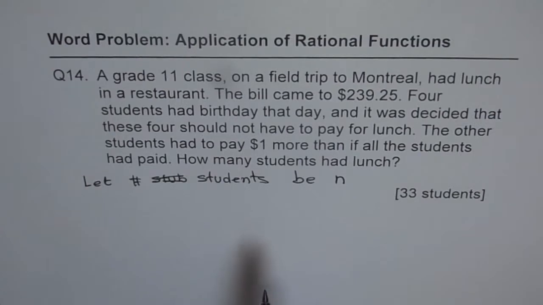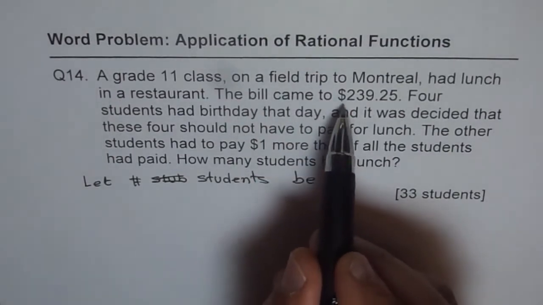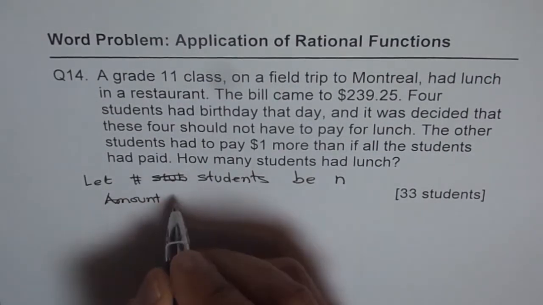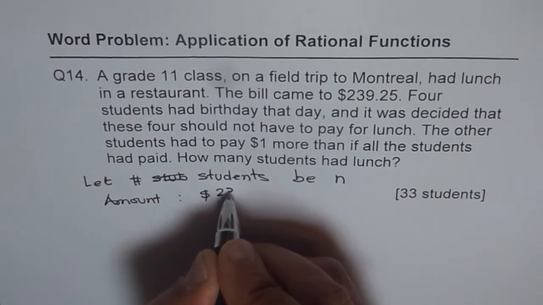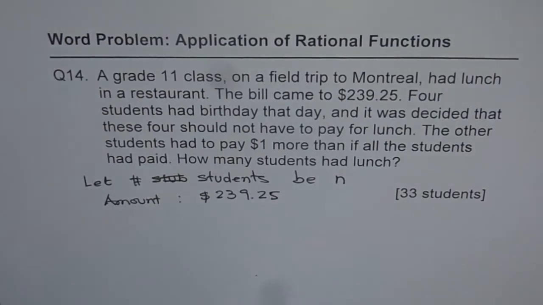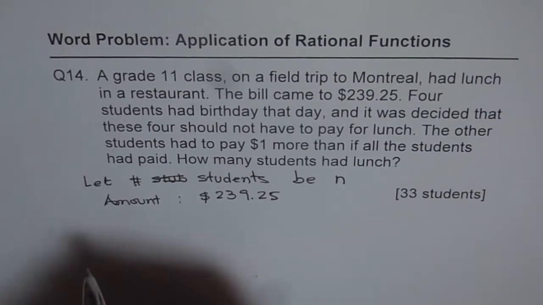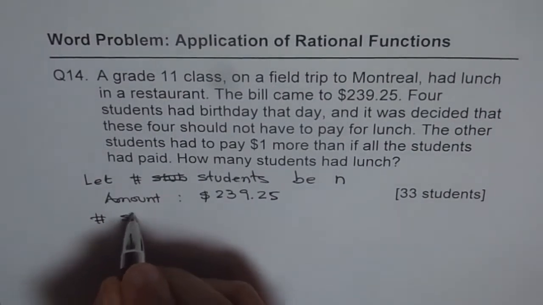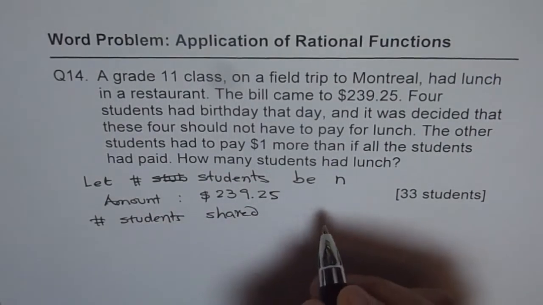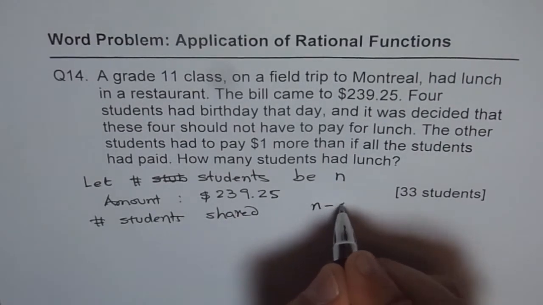Now read the question once again so that you can get the equation, correct? So what is given to us? It is given to us that the total amount to be shared is $239.25. And also it is given to us that 4 students had birthday. So how many students did share? So number of students shared, the amount was lesser by 4. So it was n minus 4, correct?